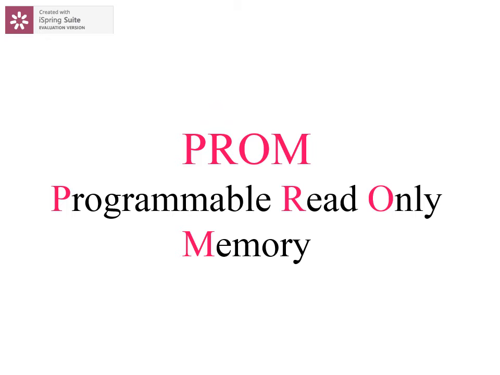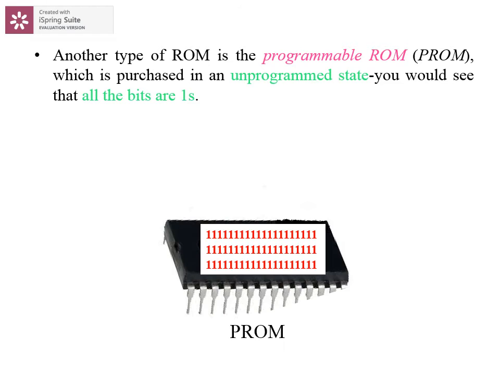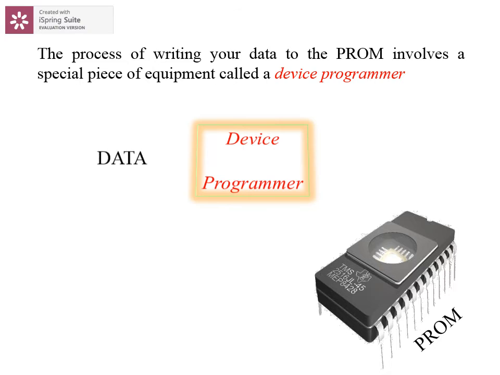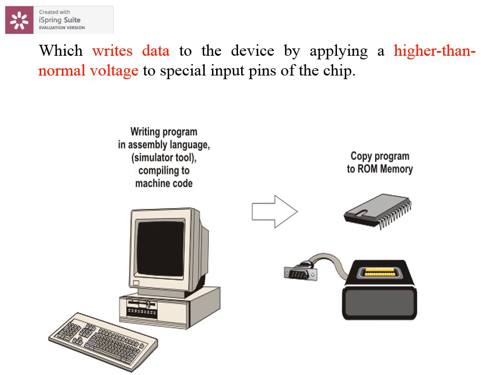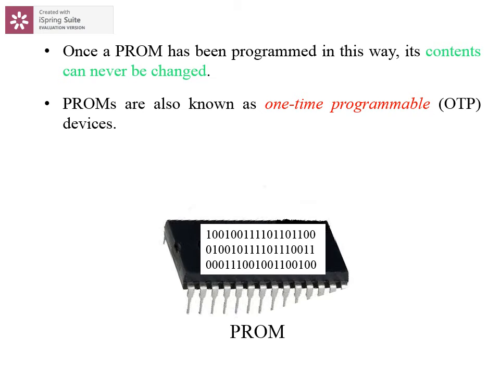Next topic is PROM. PROM stands for Programmable Read-Only Memory. Another type of ROM is the Programmable ROM, which is purchased in an unprogrammed state. You would see that all the bits are ones. The process of writing your data to the PROM involves a special piece of equipment called a device programmer, which writes data to the device by applying a higher than normal voltage to special input pins of the chip. Once a PROM has been programmed in this way, its contents can never be changed.